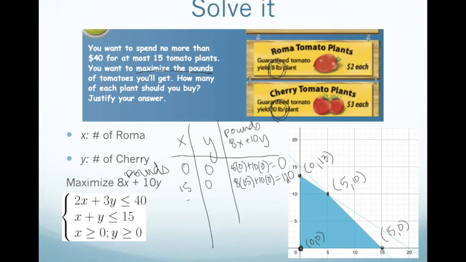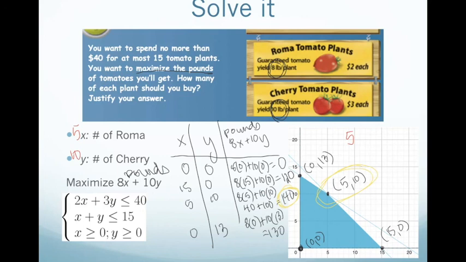Let's try 5, 10. 8 times 5 plus 10 times 10. So 8 times 5 is 40 plus 100 equals 140. And lastly, 0, 13. 8 times 0 plus 10 times 13 equals 130. So which one is our maximum? Which one gives us the most pounds? It's 140. And that was our 5 comma 10. So the answer is, I want 5 Roma plants and 10 cherry plants.